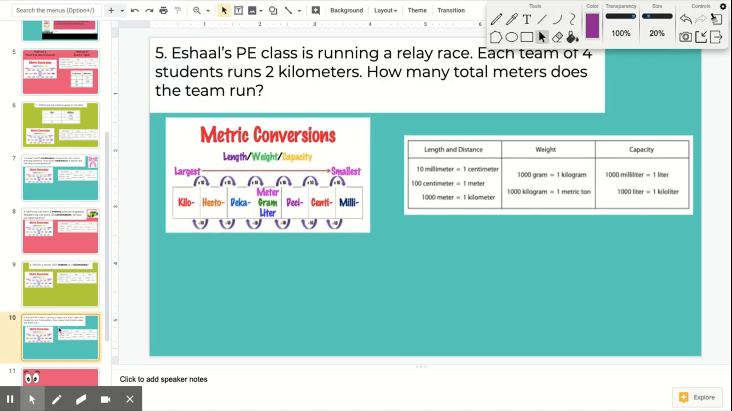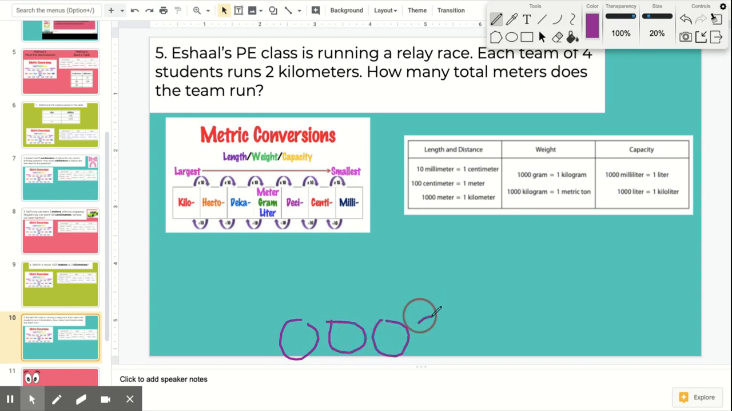So this was your 2-step problem. Ishal's PE class is running a relay race. Each team of 4 students runs 2 kilometers. How many total meters does the team run? Okay, so we have a couple of things we have to figure out. So each team of 4 students runs 2 kilometers. So member number 1 runs 2. Member number 2 runs 2 kilometers. The third person has to run 2 kilometers. The fourth person has to run 2 kilometers.